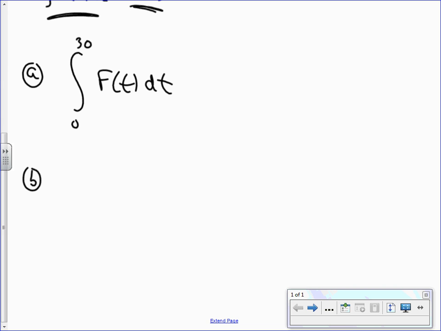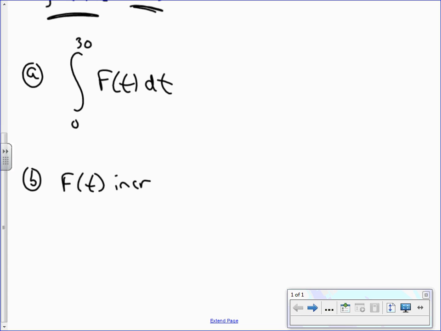B. Is the traffic flow increasing or decreasing? We want to know if something's positive or negative here. So traffic flow, circle it. Go back up to the beginning. There's the word traffic flow. What is traffic flow represented by? F of T.